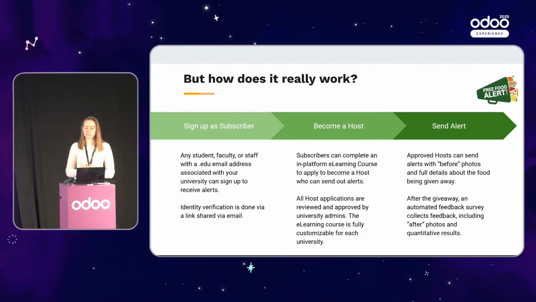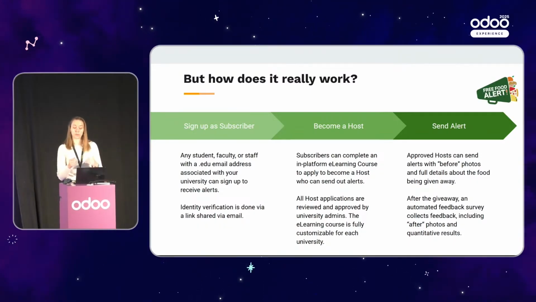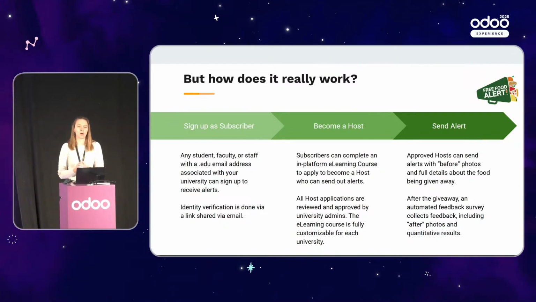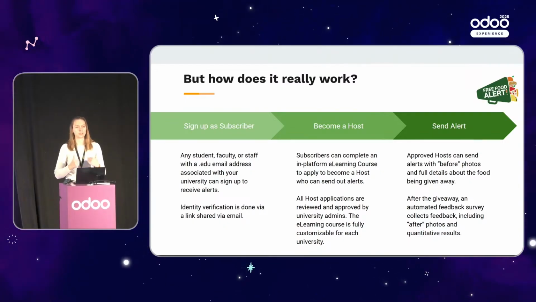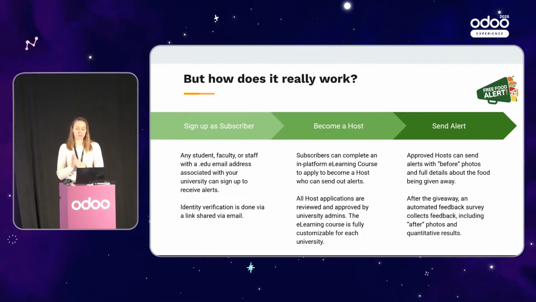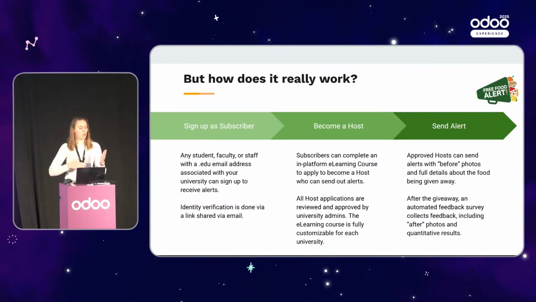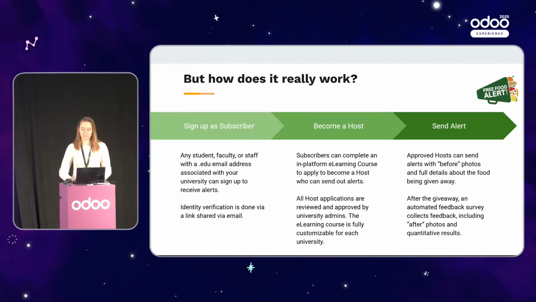Once the host is approved, then they can send out the alerts with some of those before pictures. So the pictures I showed you earlier are real pictures submitted by our users through the platform, which we capture in order to help quantify our impact. Then after the giveaway, we also send an automated feedback survey through the Odoo Surveys app in order to collect feedback, including after photos, and that's how we can have the before and afters that you saw earlier.